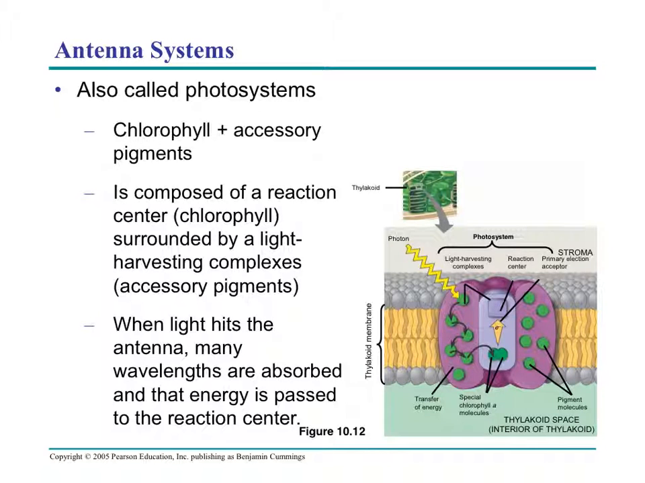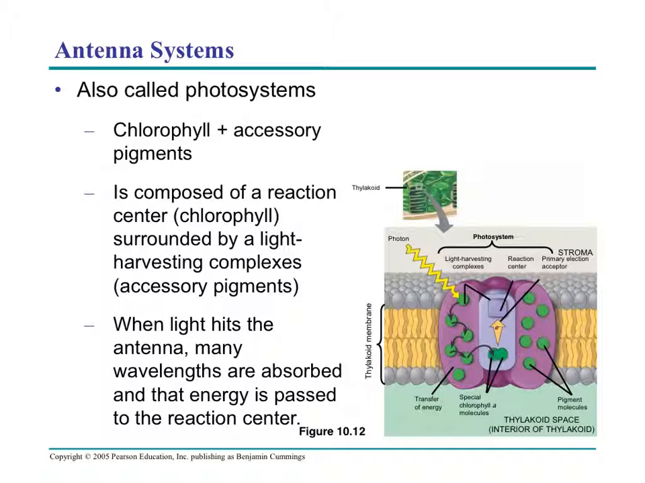Okay, we also call these groups photosystems. The book likens them to an antenna system. One photosystem is composed of chlorophyll plus the accessory pigments, so that could be chlorophyll A, chlorophyll B. It could also be other pigments that are not appearing to us as green, which is why the leaves appear yellow and red in the fall, because the chlorophyll degrades first. So this reaction center with chlorophyll is surrounded by these accessory pigments.